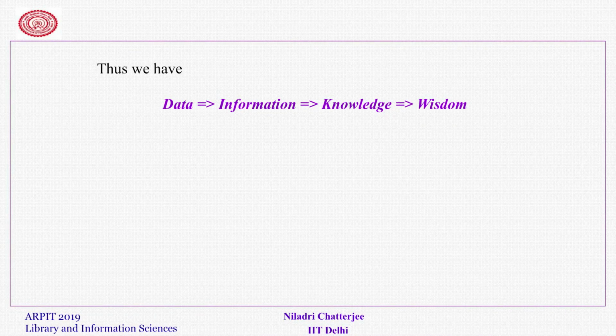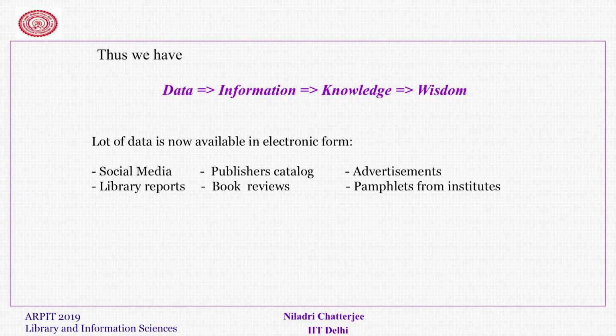So, in computer science jargon we write that data leads to information, information leads to knowledge, and knowledge leads to wisdom. Now, a lot of data is available in electronic form. Say for example, in social media, if you are talking about libraries, the publishers' catalogs, there are advertisements for books, journals, etc. There are reports from different libraries, there are reviews available for different books, there are pamphlets that the institutes are providing about any modification or upgradation of their courses. So, all that data is now available to us in electronic form, and one can decide to design an information system based on that data.